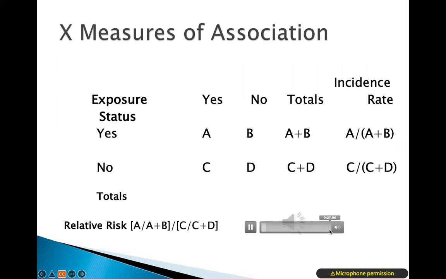This slide looks more complicated, but it's actually quite simple. And I'll prove that if you take the numbers from PowerPoint slide 8 and create your own table, you will see that A divided by A plus B, divided by C divided by C plus D, indeed comes up with the particular relative risk that we were looking for.